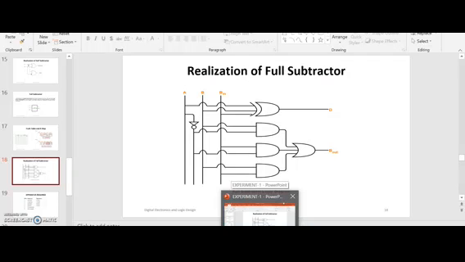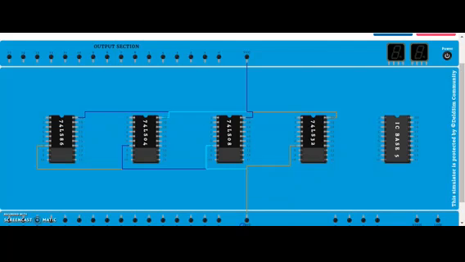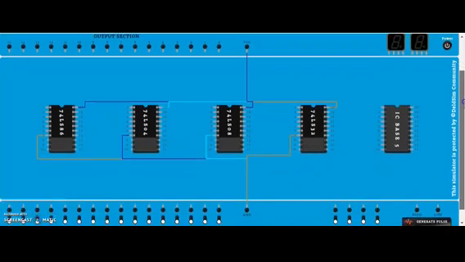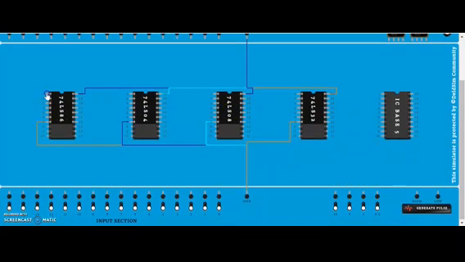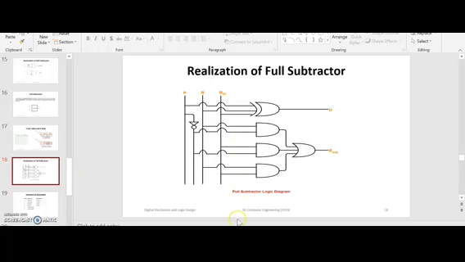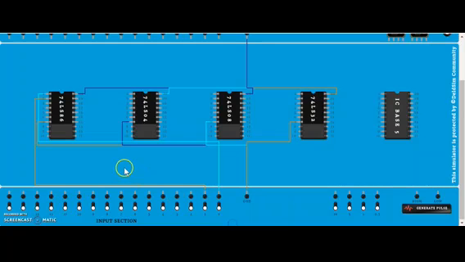So for difference we'll need XOR of A, B and B in. So we will give A to the 0, B to the 1. Let us see. So the first input A, this first pin of XOR, I will connect to 0, and B, the second pin, I will connect to 1, and now the third one, B in, borrow in, is remaining. Now we'll see for that pin.